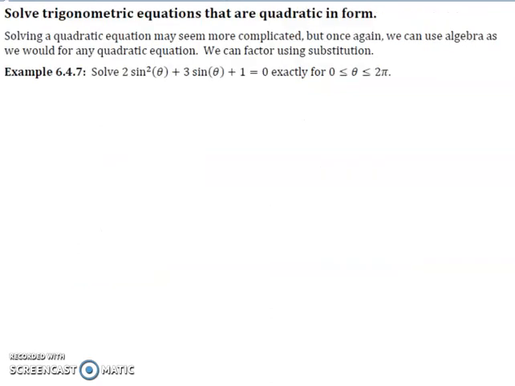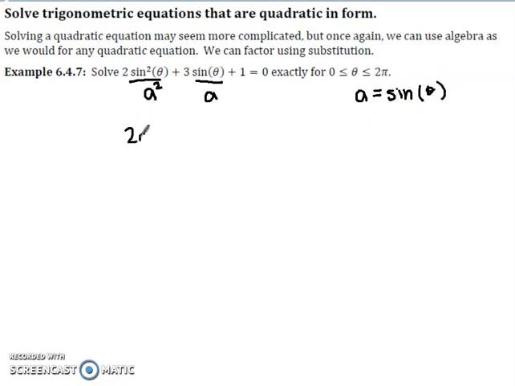In example 647, we're going to continue this process, except now we're going to be looking at trig equations that have a quadratic nature. To make this a little bit more straightforward to start, I'm going to approach this with a similar tactic that I did previously, and that would be to take my sines and replace them with a more friendly variable, maybe a. So instead of sine squared, I would have a squared. Instead of sine, I would have a. So all I did is I let a represent my sine of theta.